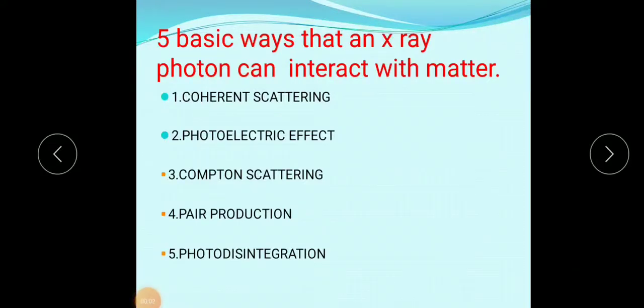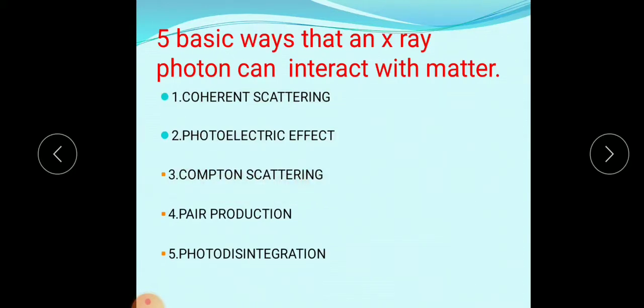In our last lecture, we saw the principles of the interaction of X-ray with matter. In this interaction of X-ray with matter, there are five important things to be considered. The first one is coherent scattering, the second one is the photoelectric effect, and the third one is Compton scattering.